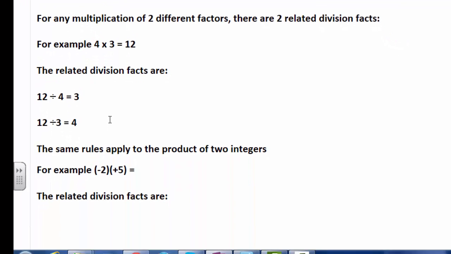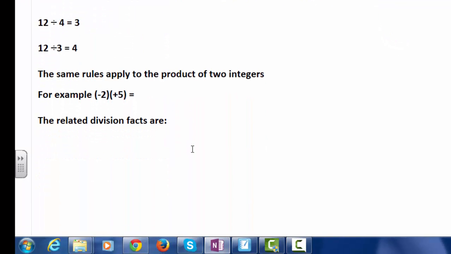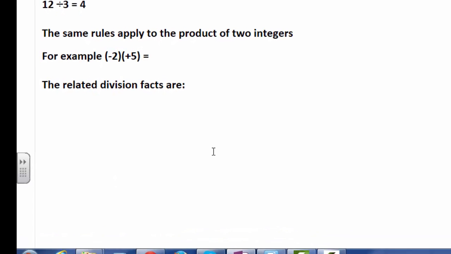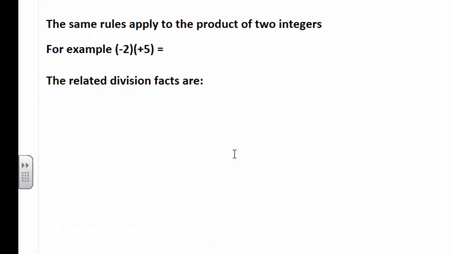What about the integers? Do we have the same? Let's see together. We are saying the same rules apply for the product of two integers. So how? If I have negative 2 times positive 5, as you can see, there is no multiplication sign, but we're going to study first of all the sign. I have a negative sign and I have a positive sign. As you can see, they are different, so right away we see that it's negative. And 2 times 5 equals 10, so this is the answer.